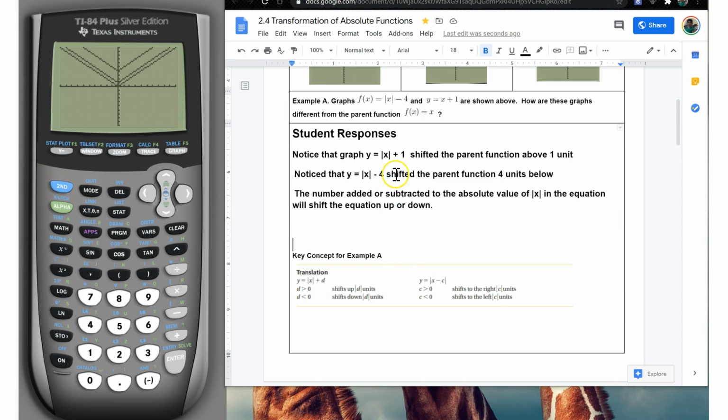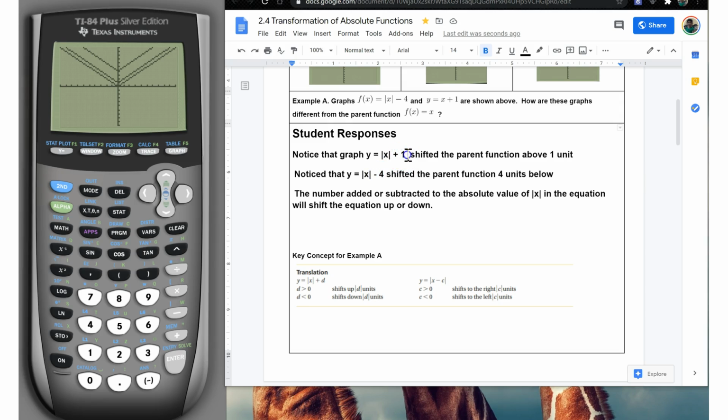This is what I noticed. The graph y equals the absolute value of x plus 1 shifted the parent function above 1 unit. I also noticed that y equals the absolute value of x minus 4 shifted the parent function 4 units below. And then the number added or subtracted to the absolute value of x in the equation will shift the equation up or down. So this will shift it down 4 units, and this will shift it up 1 unit.